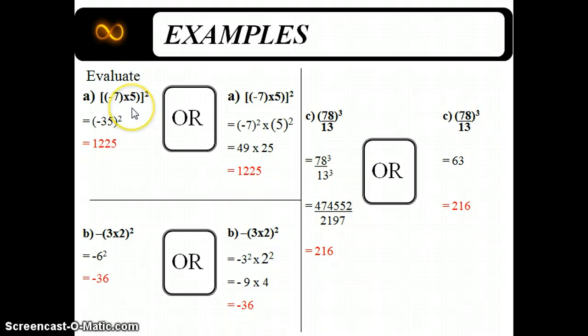Whatever you feel most comfortable doing when they ask you to evaluate. If they ask you to leave it as powers, or they ask you to leave it in exponential form, you would have to leave it this way. But because they say evaluate, you can put it in standard form.